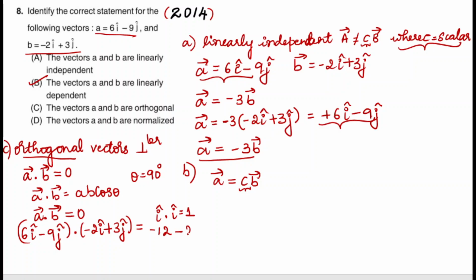9 threes are 27, so it is not equal to 0, right? Now option C is also the wrong option. You know what orthogonal vectors are. I hope it is clear.